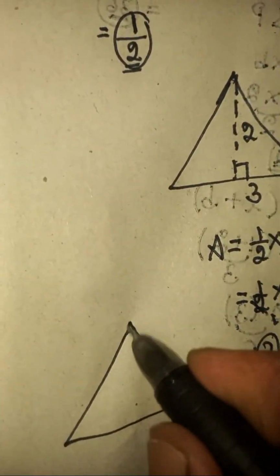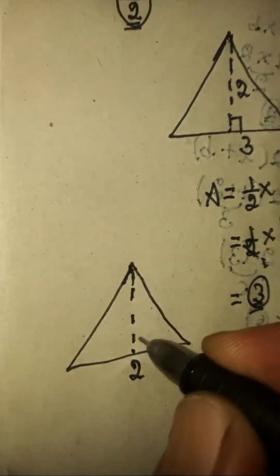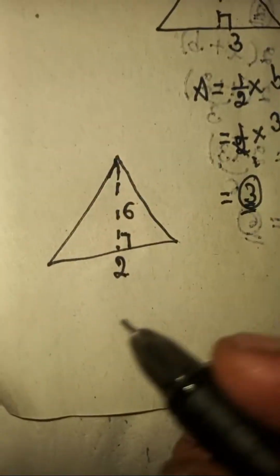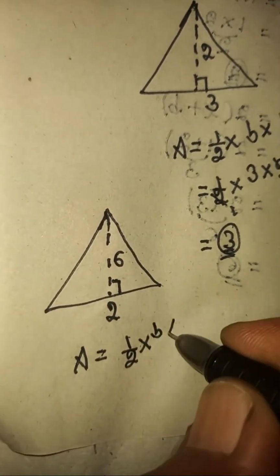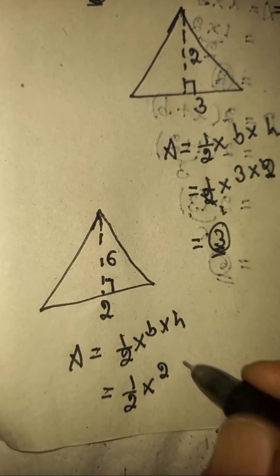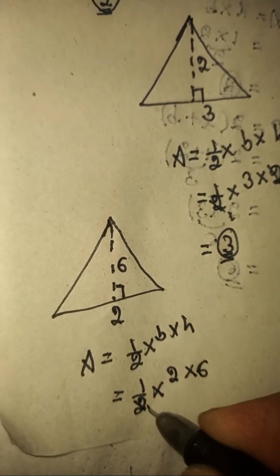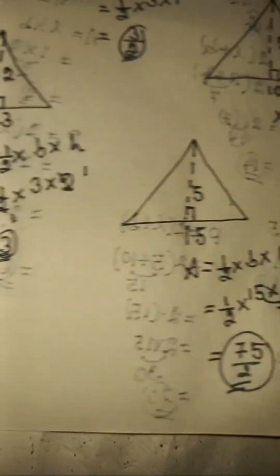Here they have given another triangle. Base length is 2 units. Perpendicular height is 6 units. Now area equals half times base times perpendicular height, which is half times 2 times 6. Here cancel this 2 with this 2. It's going to become 6 square units.